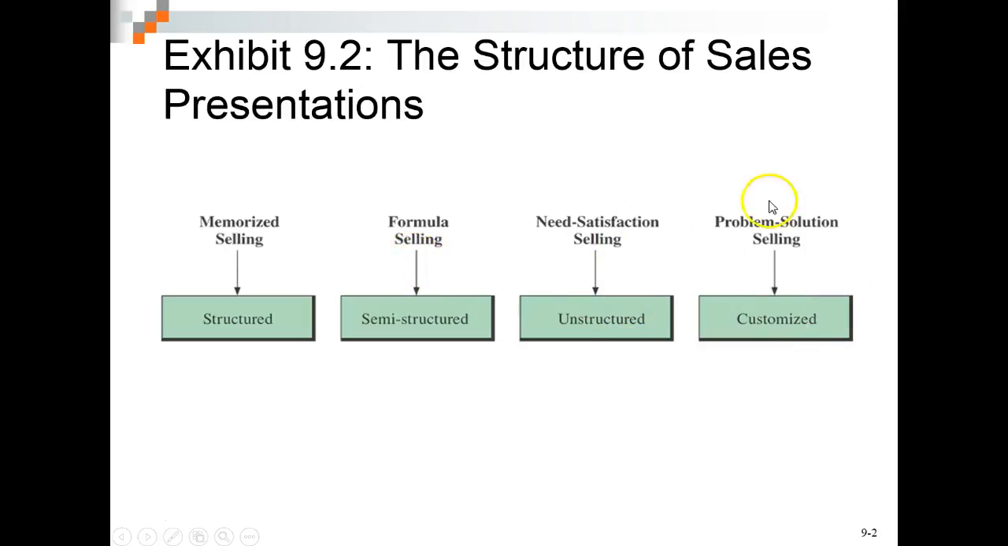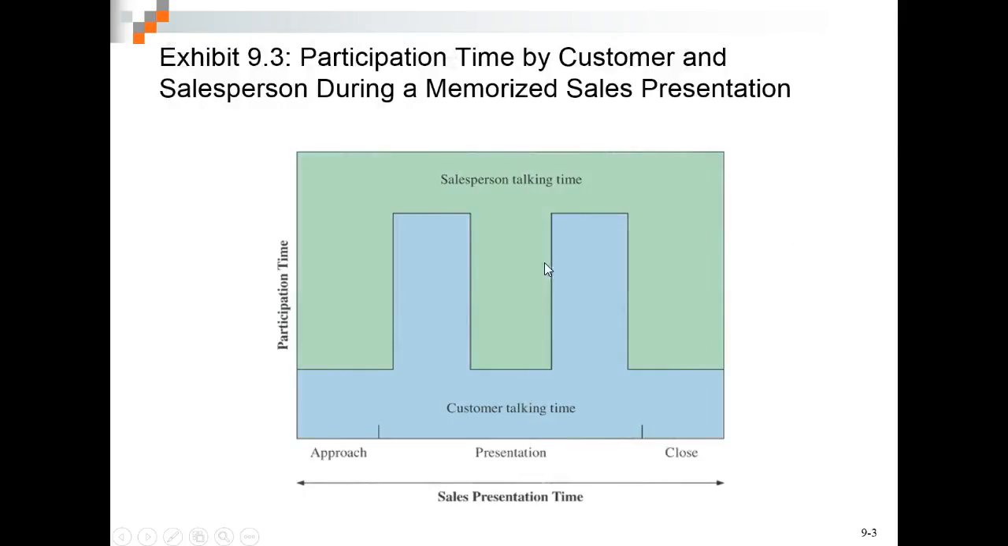Need satisfaction selling and problem solution selling are more customized, a little more unstructured, a little more advanced. But you'll see that there's still a process to them. Even though they're unstructured, they're customized, there's still a pattern here. You can still watch it happening. It's fairly fascinating. All right, let's talk about the memorized sales presentation.